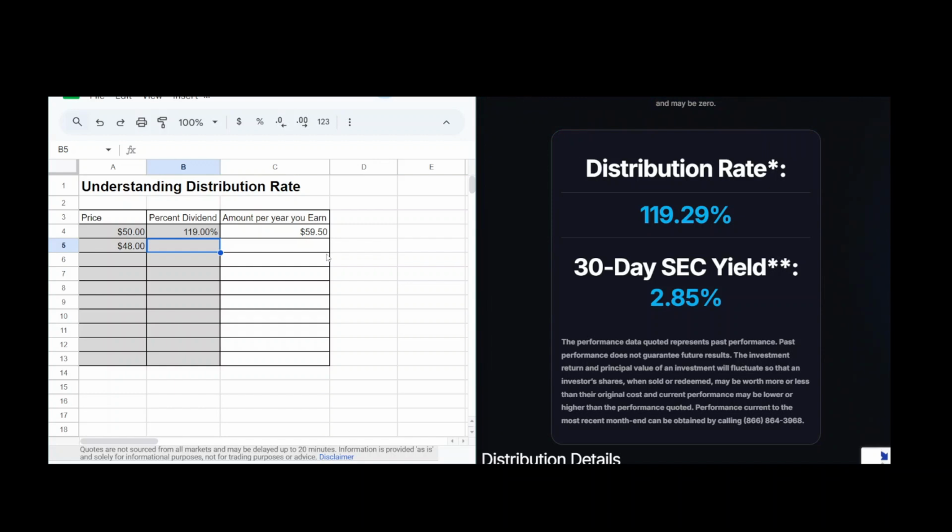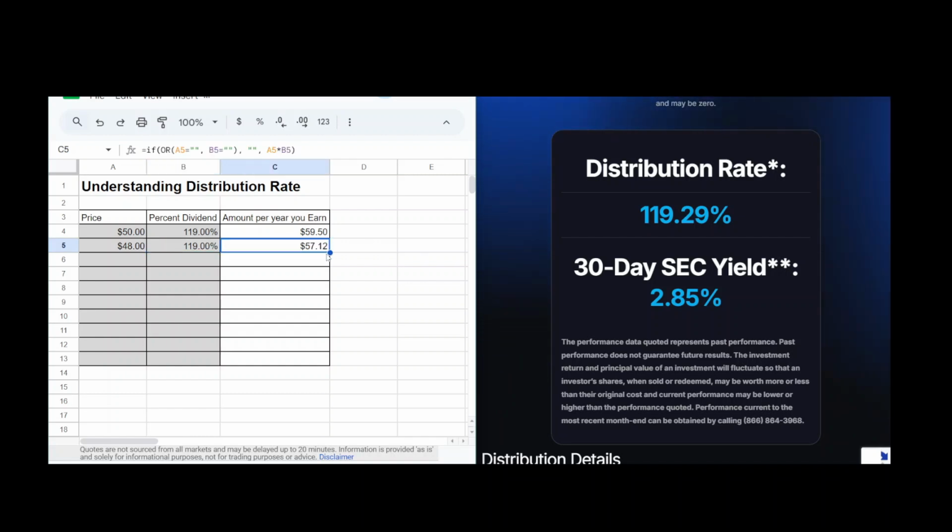Now, it doesn't necessarily stay there. It will fluctuate. It can go up. It can go down. We'll just keep it right there and just show how this is fluctuating on the amount that you're earning. Again, the 119, the amount earned now is $57.12 per year. Now, this one here pays out every 4 weeks, so that's not $59.50 or $57.12 per payout. That's the distribution per year.